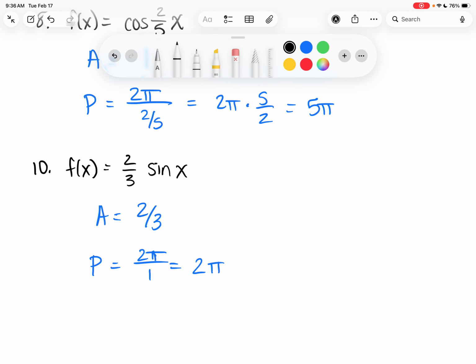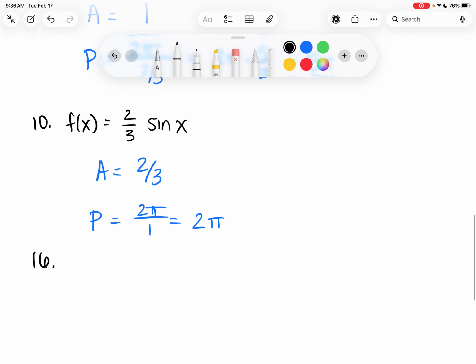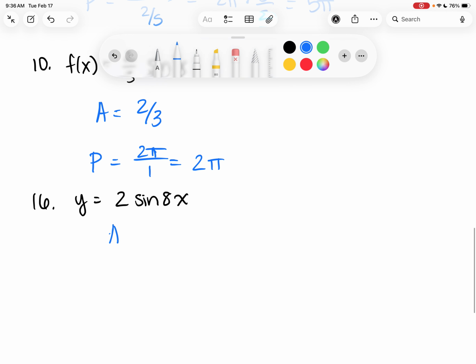Number 16. Jumping a little bit. Y equals 2 times the sine of 8x. So what's the amplitude? 2. And period? 2 pi over 8, which does reduce to pi over 4.